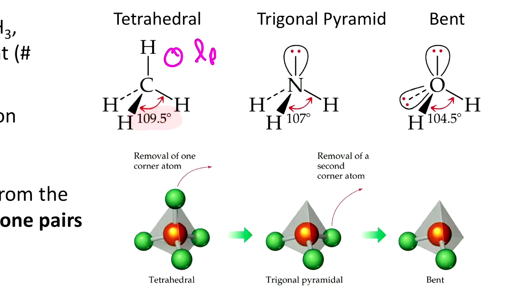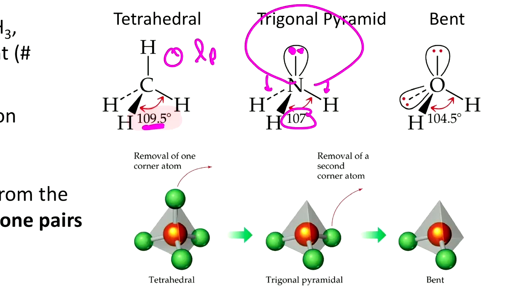All of those bonds are equivalent to one another. But once we start putting lone pairs on our electron geometry, those lone pairs are just big, fat, and juicy, and they take up more space than single bonds. So that lone pair pushes all the other bonds a little bit closer together. So what we actually see for ammonia is not 109.5, but something a little bit less, 107.